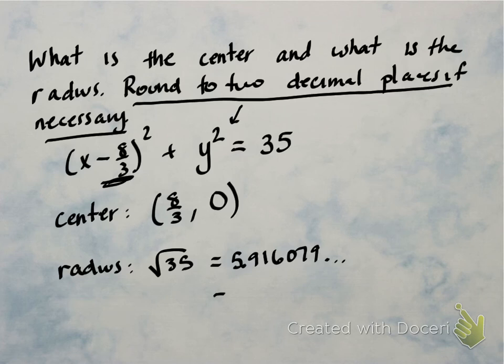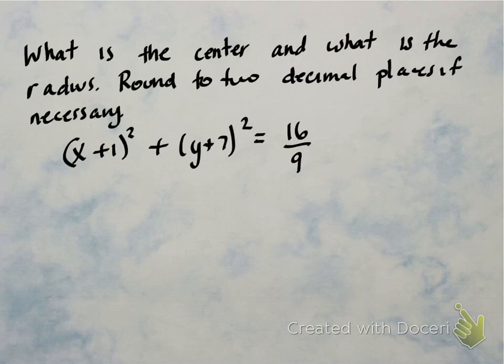If I round that, I'm going to look at that 6. That's going to bump that 1 up to a 2. And there's my radius. And then the last one, what we have here is a +1, so the center is going to be at -1, and then -7. Again, opposites.